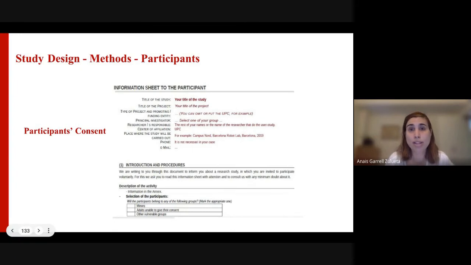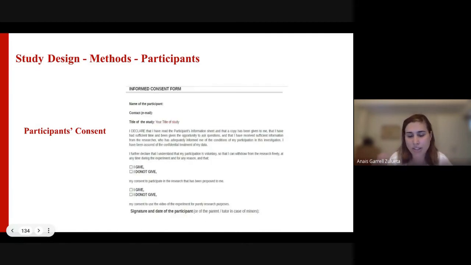And what we always need is a participant consent to be filled out by the participants. Here we give all the instructions, like who is the PI of the project, the central affiliation, the place where the study will be carried out, the contact information, and some instructions. For instance, if we are recording the experiments, we have to ask permission to record their faces and all that stuff. I mean, this is administrative stuff. It's very boring, but we have to do that.